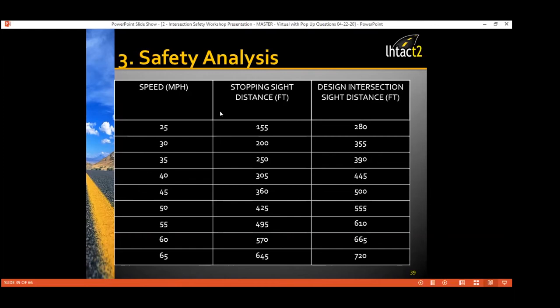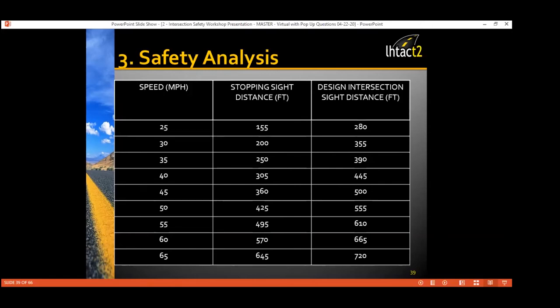So for instance, if we have a speed of 40 miles an hour, a recommended stopping sight distance is 305 feet. But if you're going to design the intersection, your design would probably want to be designed around a sight distance of 445 feet. And it just gives that extra added cushion for safety.